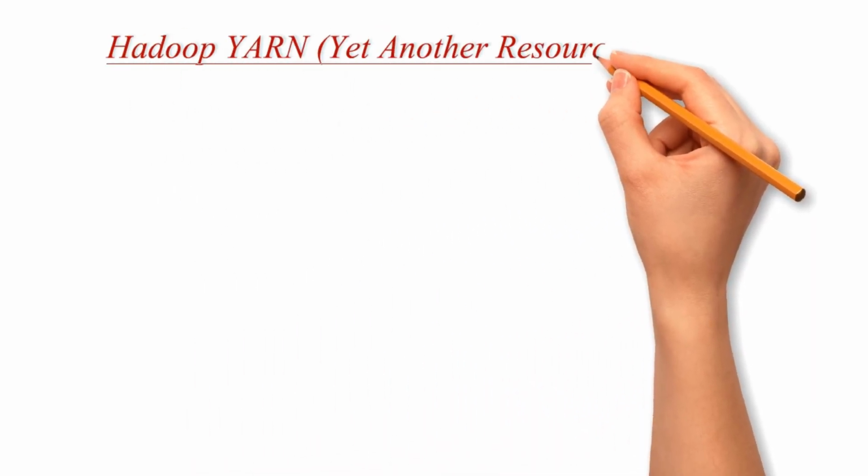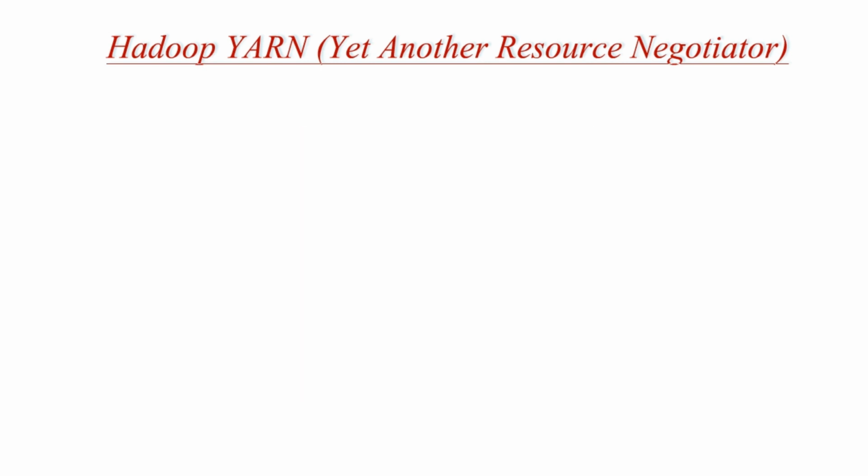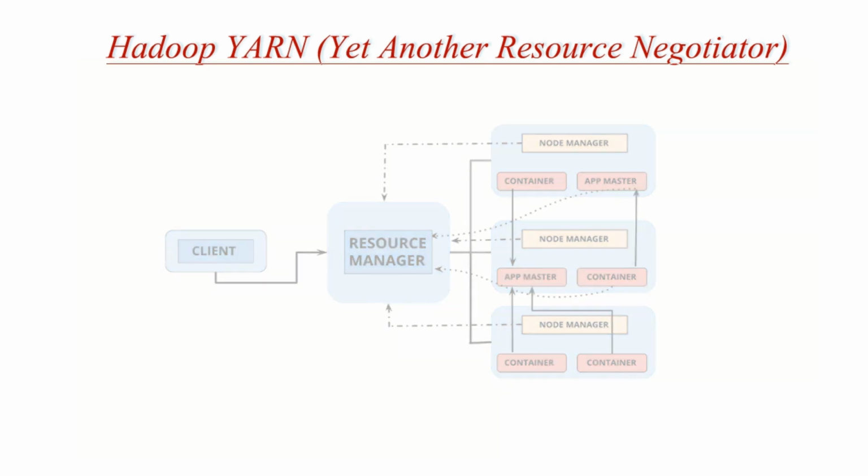Hadoop YARN, or yet another resource negotiator. YARN takes care of resource management for the Hadoop ecosystem. It has two components. Resource Manager: it manages resources on all applications in the system. It consists of a scheduler and an application manager. The scheduler allocates resources to various applications.